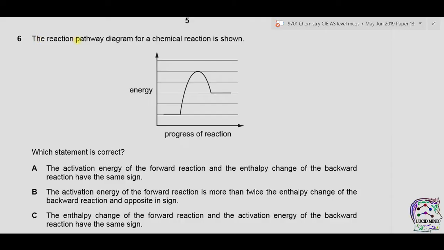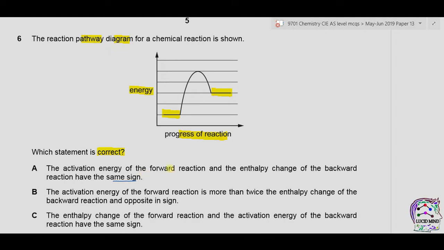Question 6. The reaction pathway diagram for a chemical reaction is shown. On the y-axis we have energy, on the x-axis we have progress of reaction. This is the reactant line and this is the product energy line. Which statement is correct? A. The activation energy of the forward reaction and the enthalpy change of the backward reaction have the same sign.